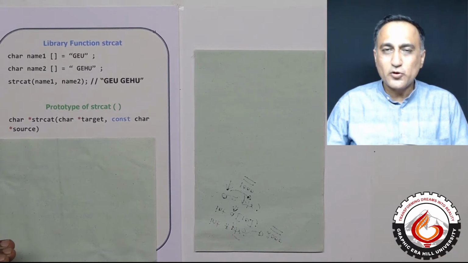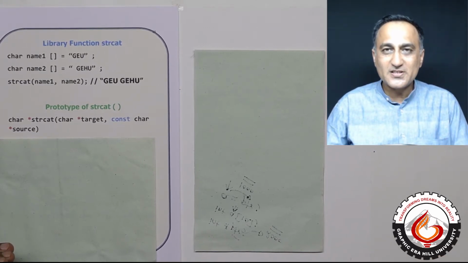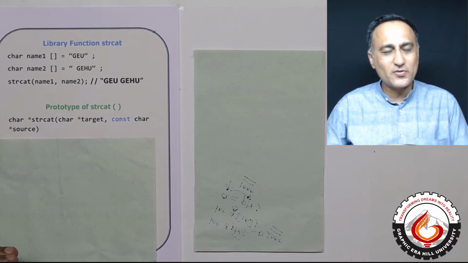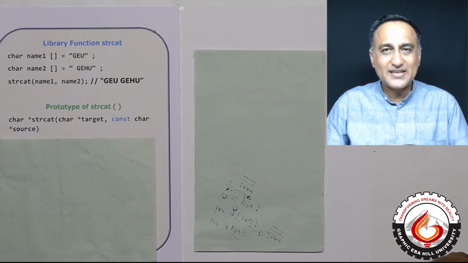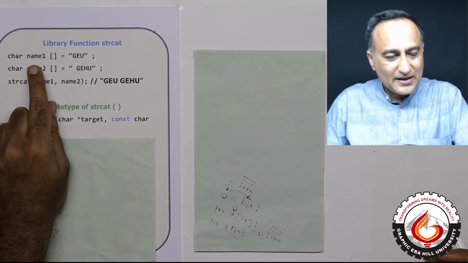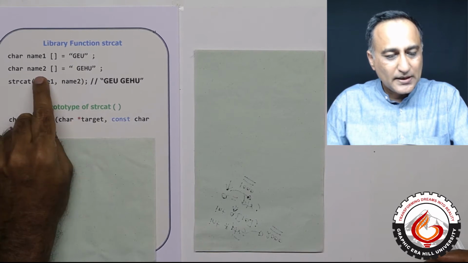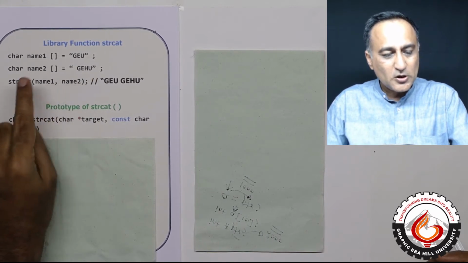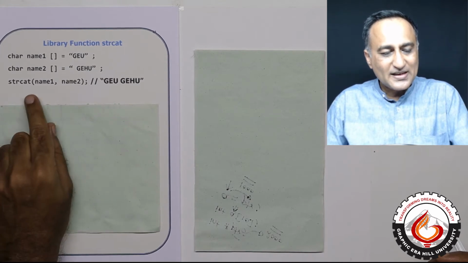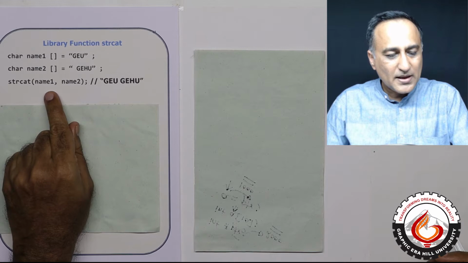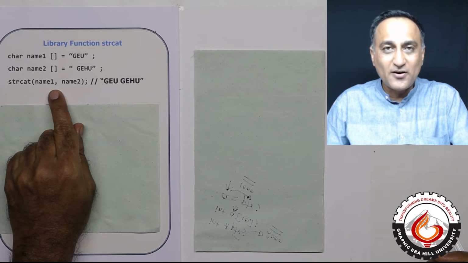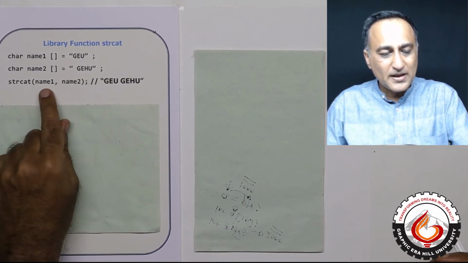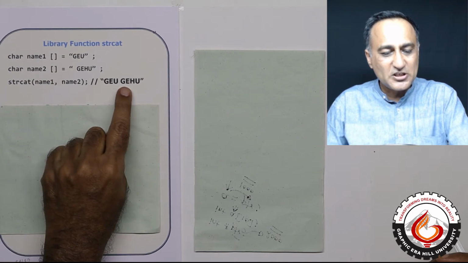In this particular session, I'm going to discuss two more library functions in strings which are very commonly used. The first one is strcat, which stands for string concatenate, or string join, or string merge. That's how you can think of it. Let us say I have an array name1 with the initial value GEU, and name2 with space GEHU. If I do strcat(name1, name2), the contents of name2 are going to be joined at the end of name1. So name1 is now going to become GEU space GEHU.